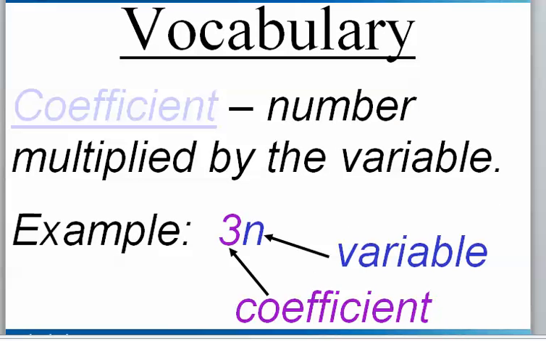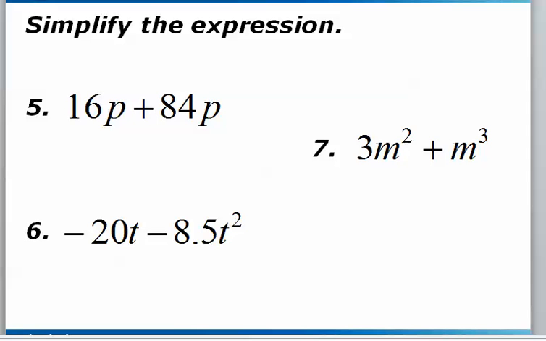There's some terminology that goes along with it, and one of them is coefficient. The coefficient is the number in front of the variable. When we combine or simplify expressions, we want to look for things of the same variables with the same exponents. Then we can put them together.